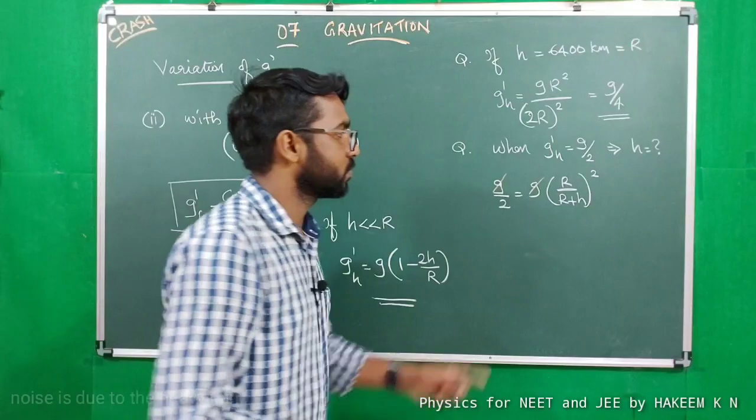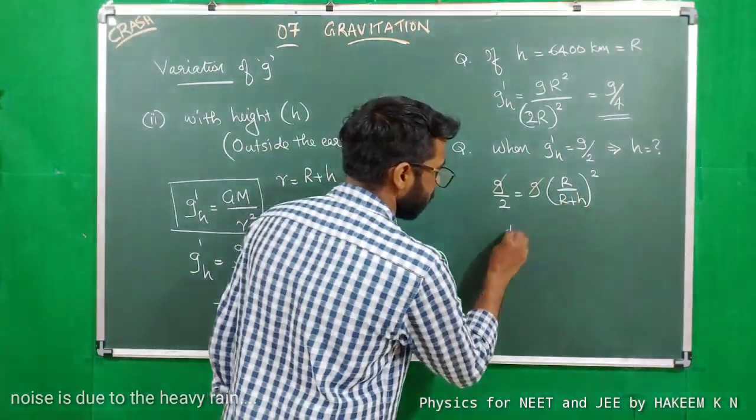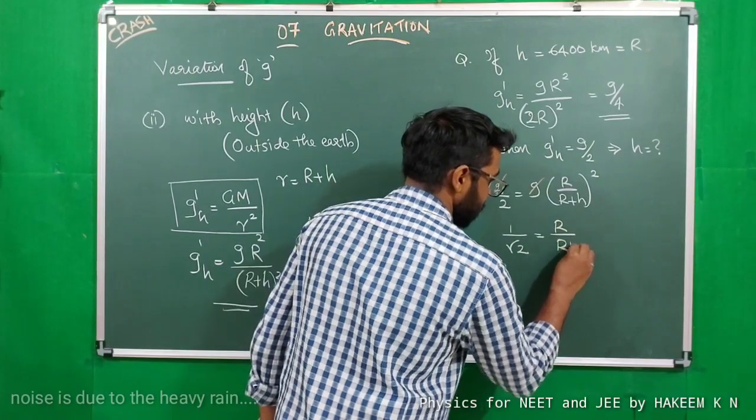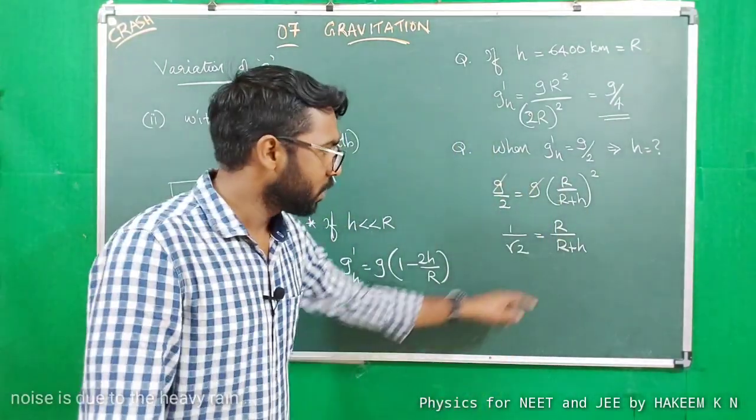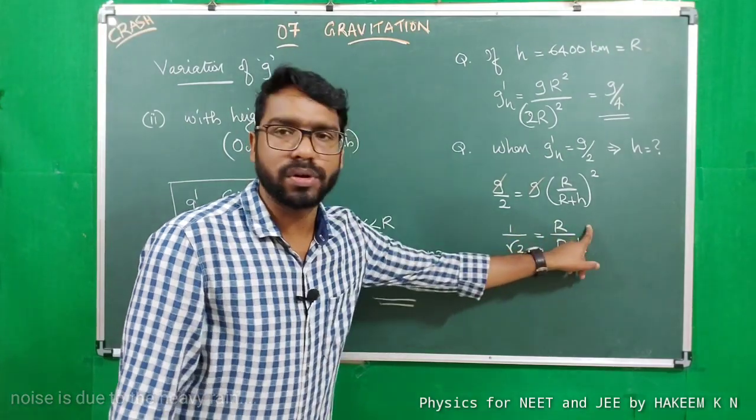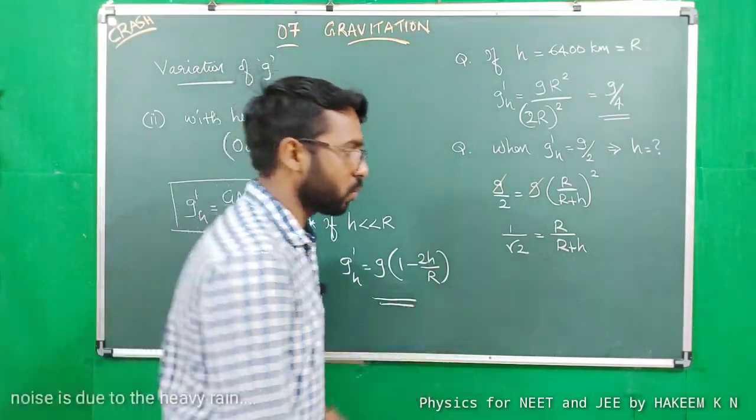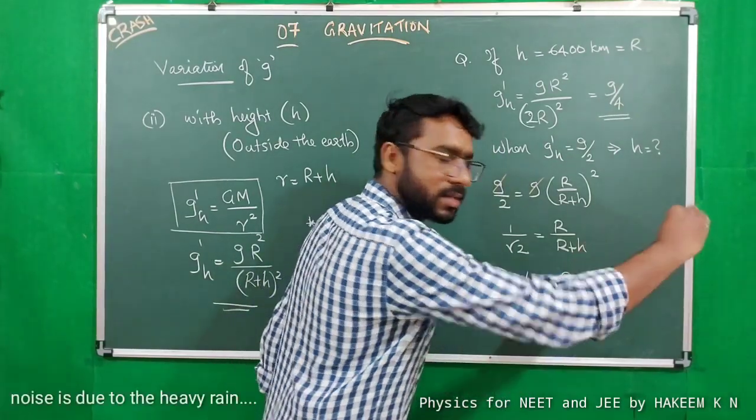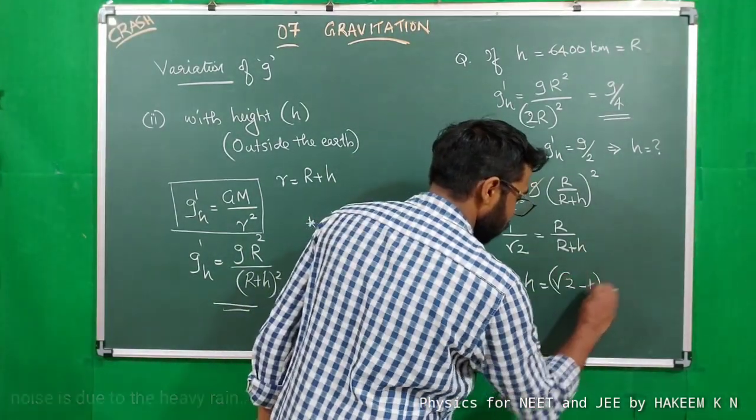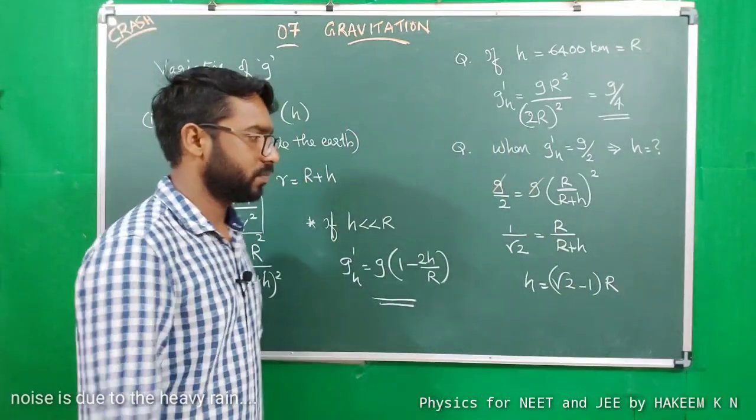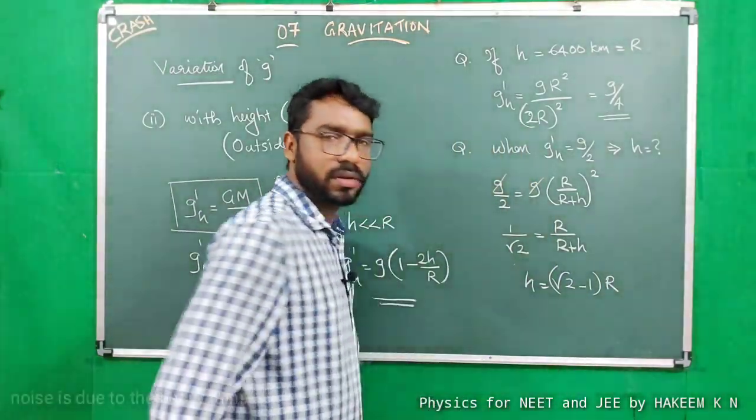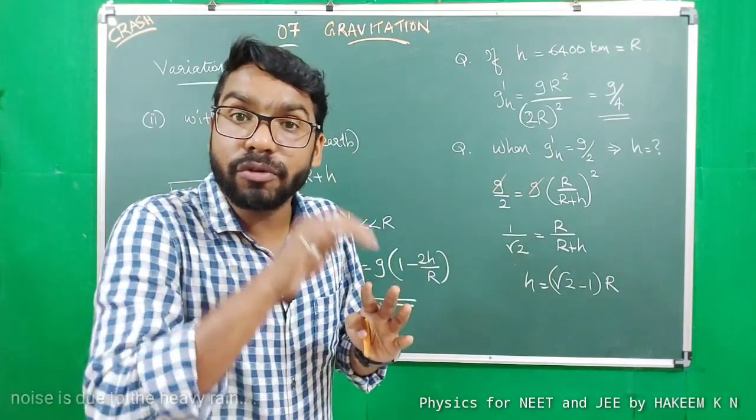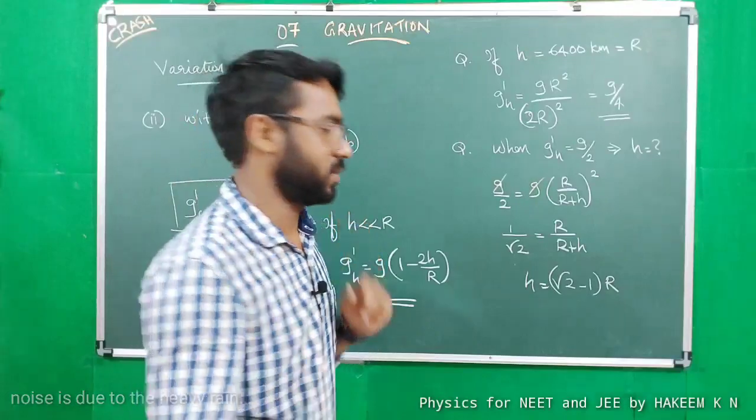G cancelled. By taking square root, we will get 1 by root 2 equal to r by r plus h. Okay. R plus h equal to root 2 r. Then h equal to what? Root 2 r minus r. So we can write root 2 minus 1 into r. This is the height when acceleration due to gravity is half of its value at the surface.